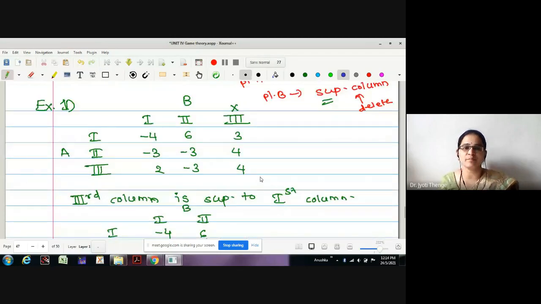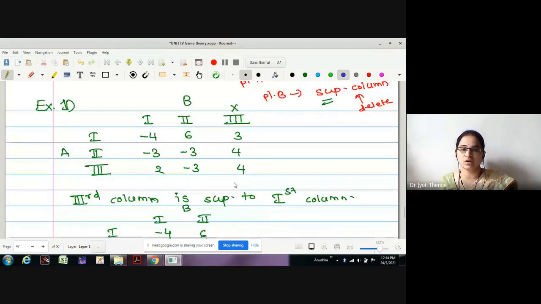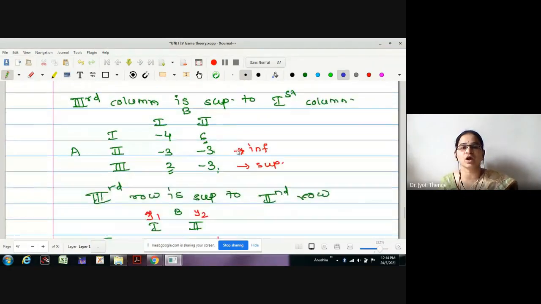Here is one example we have seen. The third column is superior to the first column. That is, the third column dominates the first column. Therefore, one can easily delete this superior column. Deleting this superior column, we remain with two columns and three rows.